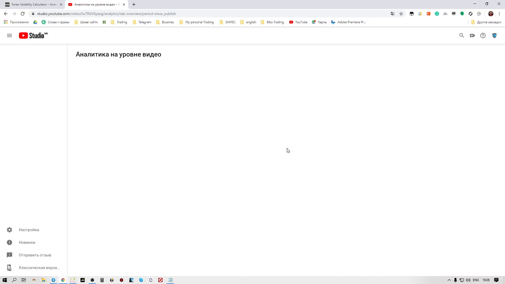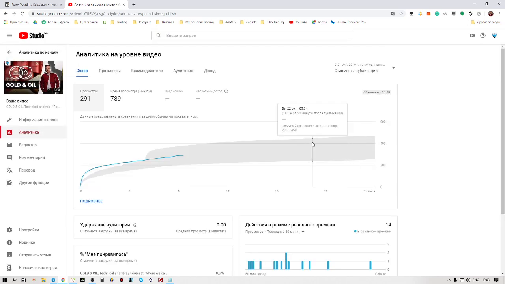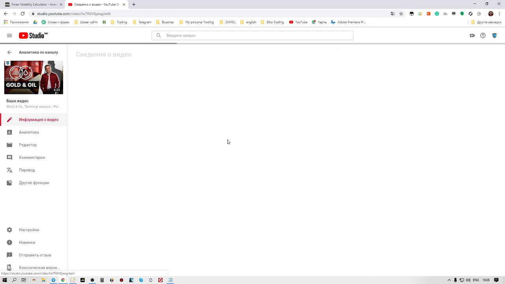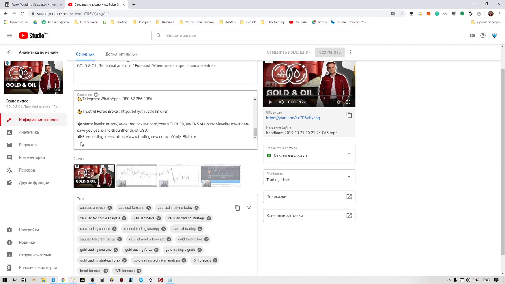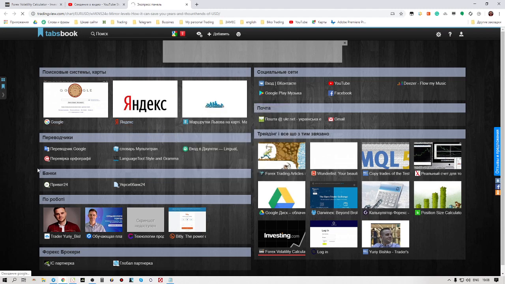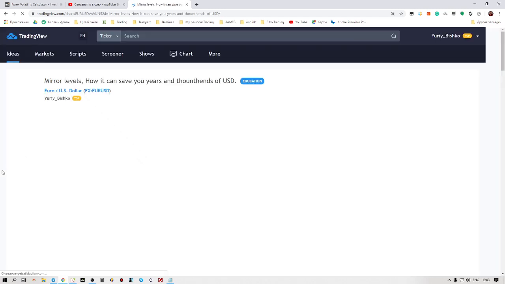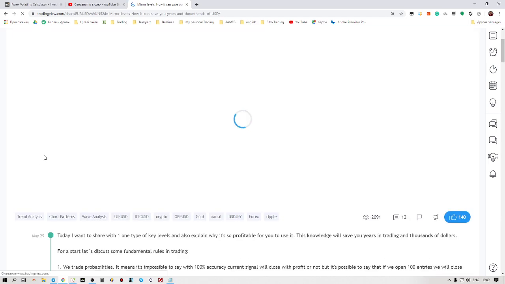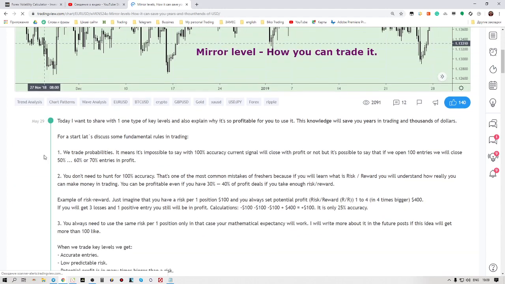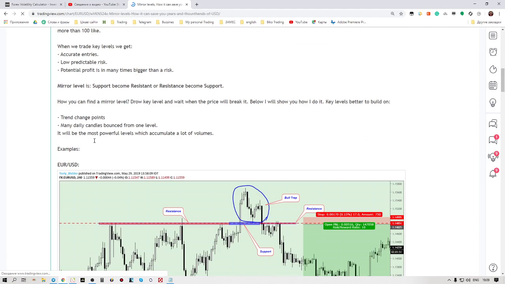For example, I want to show you this one. Where is it? Information about the video. It's in, okay, free mirror levels. Take a look here. In every video, in the signature, you can open this and you can learn more about mirror levels. Believe me, I described it really deeply, and if there is a need, I will even do webinars or record a free video idea.